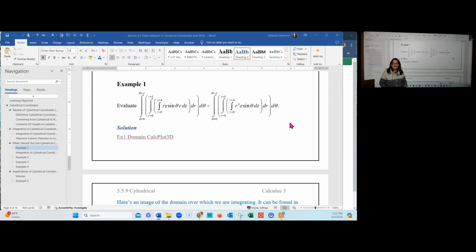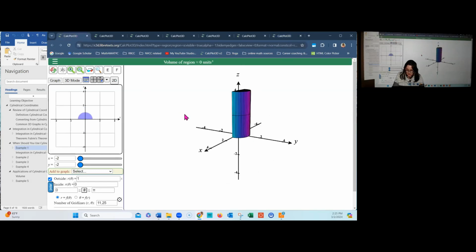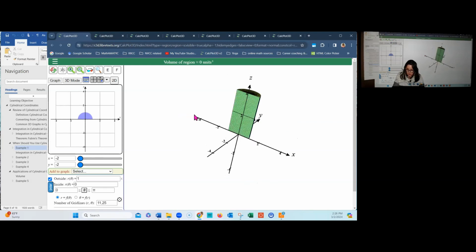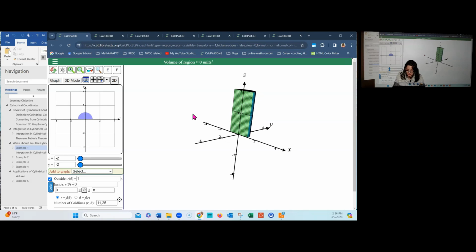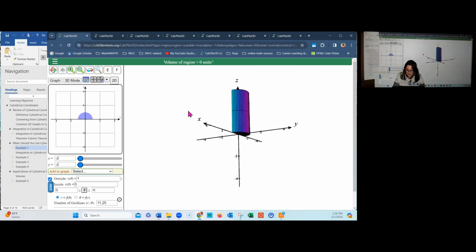We do typically do dz first, but in the case of a cylindrical box, since all the limits of integration are constants, it does not matter what order you do the integration in. Let's take a look at what this particular shape looks like out on CalcPlot 3D. And of course, when we're talking about the shape, we're talking about the domain. We're not talking about the function of three independent variables because we can't graph easily in four-dimensional space. This is the region that we're talking about integrating over.